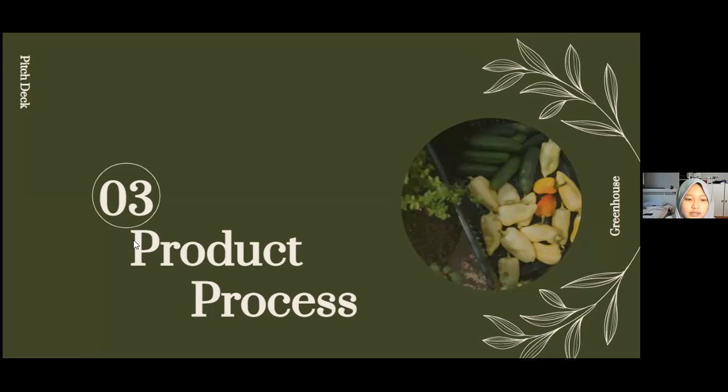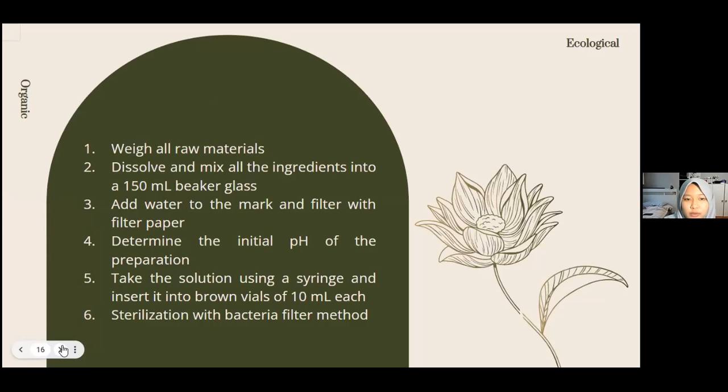The next is production process. So first, weigh all raw materials, and then dissolve and mix all the ingredients in a 150 ml beaker glass. After that, add water to the mark and filter with filter paper, and then determine the initial pH of the preparation, and then take the solution using a syringe and insert it into brown vials of 10 ml each. And then the last is sterilization with the bacteria filter method.